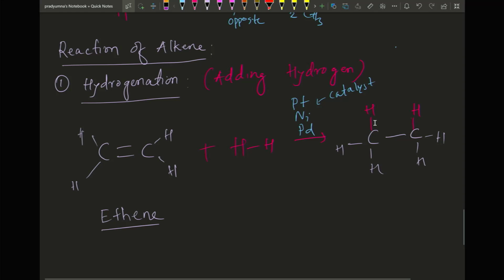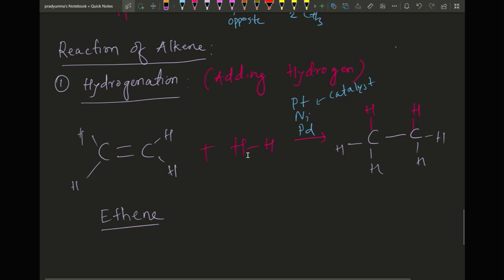And where did they go? They go to each individual carbon atom that was in our double bond. So look here, the carbon atom here has four bonds, 1, 2, 3, 4, and here it also has four bonds. A carbon atom is always going to have four bonds. So what this did was add hydrogen.